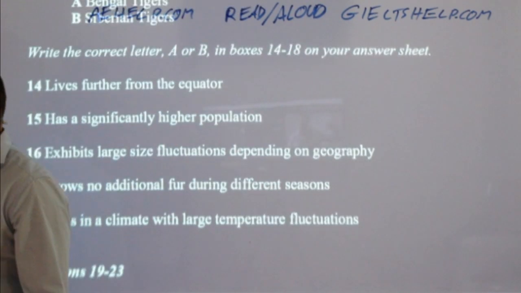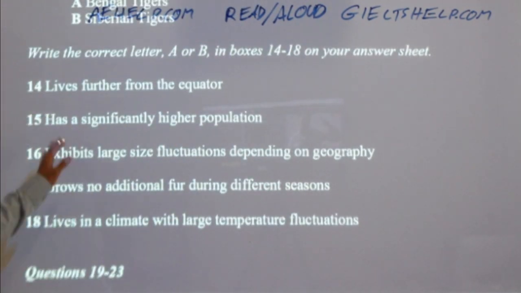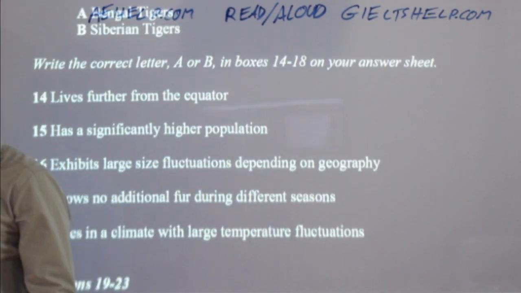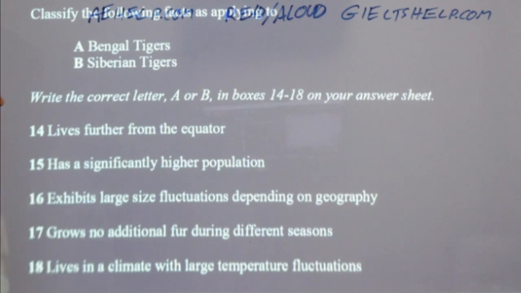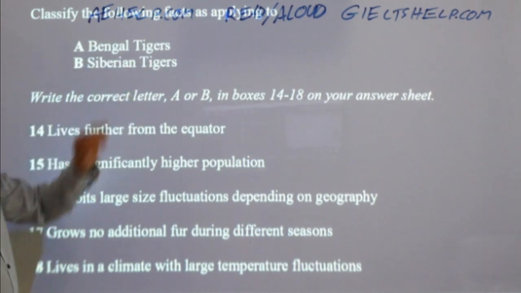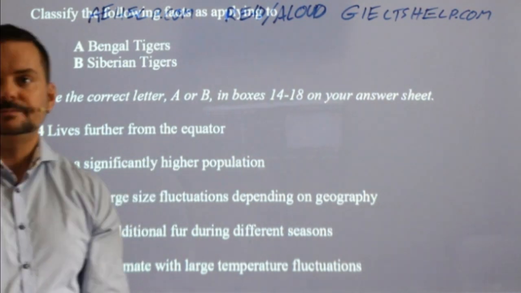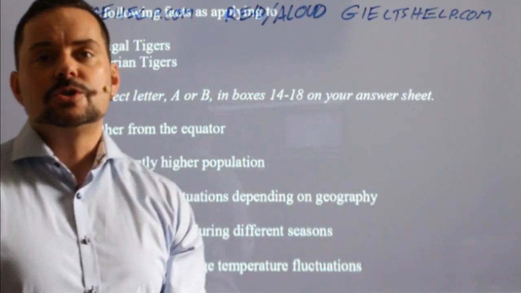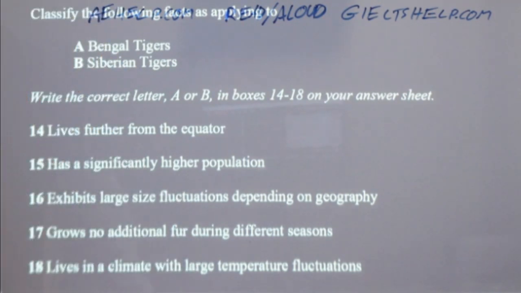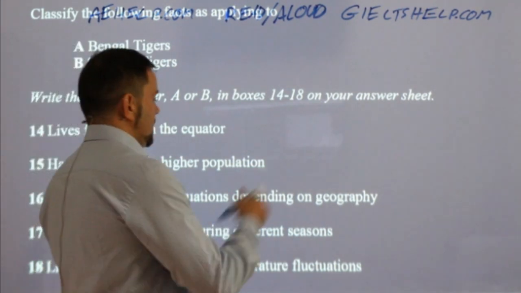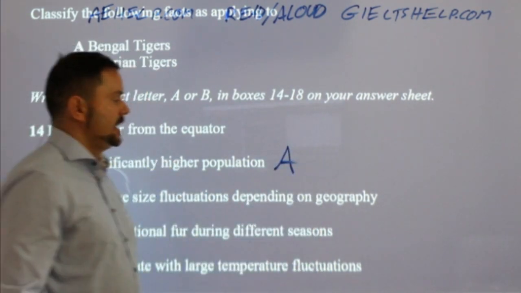All right. Number 15, has a significantly higher population. So there are many more of them. Bengal tigers, Siberian tigers. Which one has a higher population? Okay. Which one has a higher population? Siberians or Bengals? A or B? Yeah. Bengal tigers have a higher population.